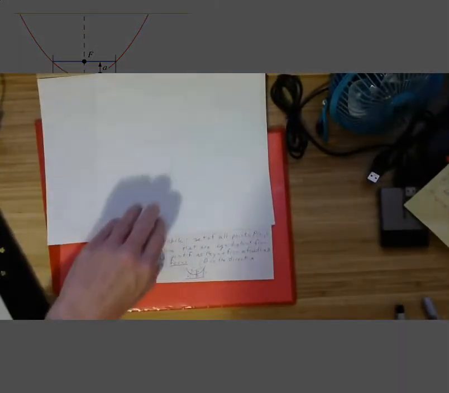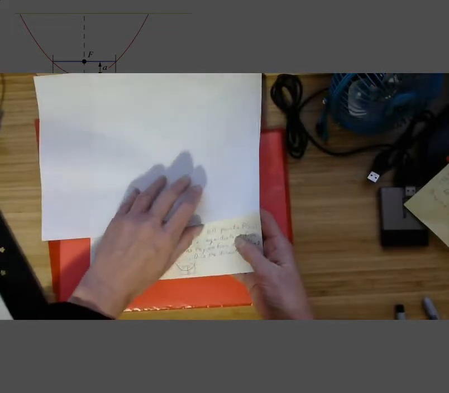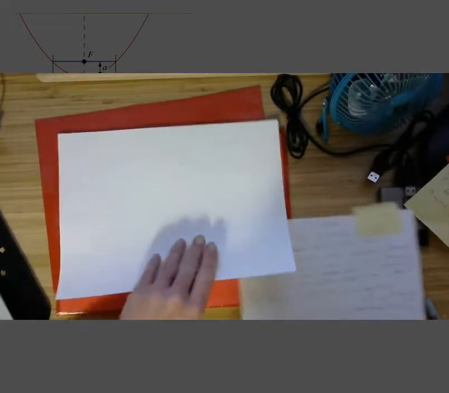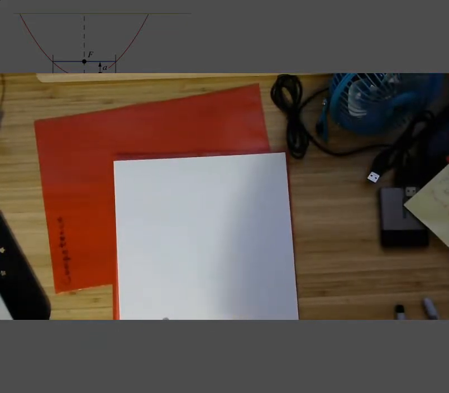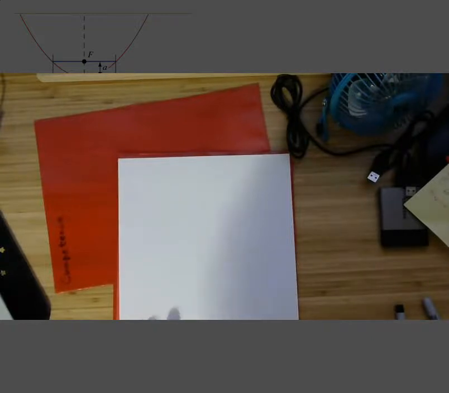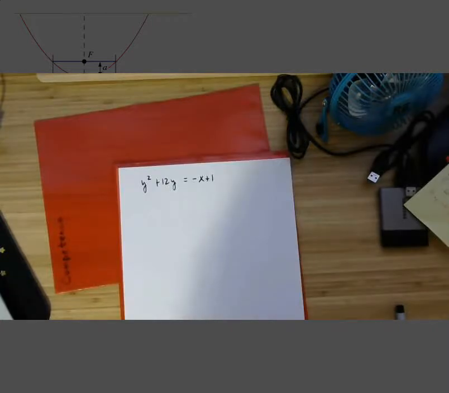Now let's take a look at another picture. So what I want to do is draw a picture for you, and explain how we're going to graph these. If we're looking at a graph and we're trying to figure out whether or not it's a parabola or a circle or an ellipse or a hyperbola, how do we know? Let's look at this equation.